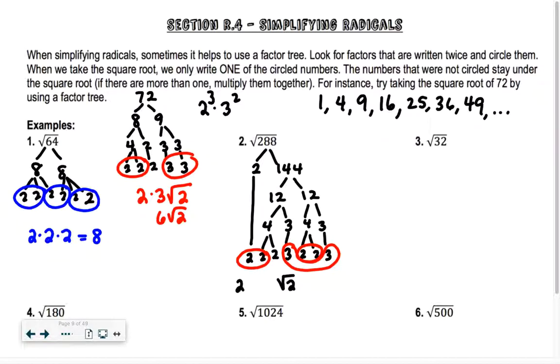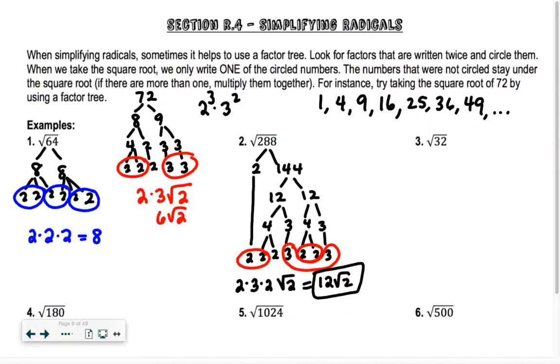Then we get one number from the 2 times 2. We get one number from the 3 times 3. And we get one number from the 2 times 2. Because what are we doing? We're saying the square root of 4, the square root of 9, and the square root of 4. Does that make sense? So our final answer is 12 root 2. Does that make sense?